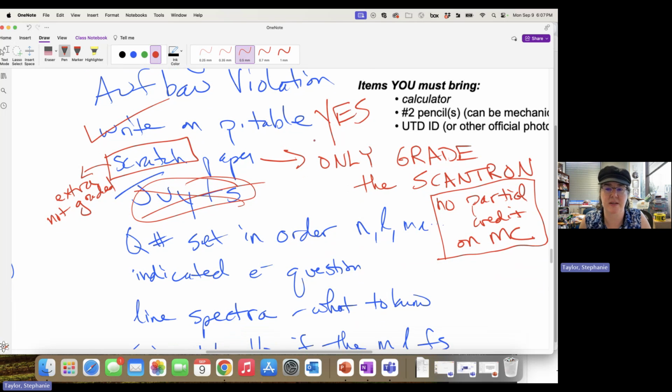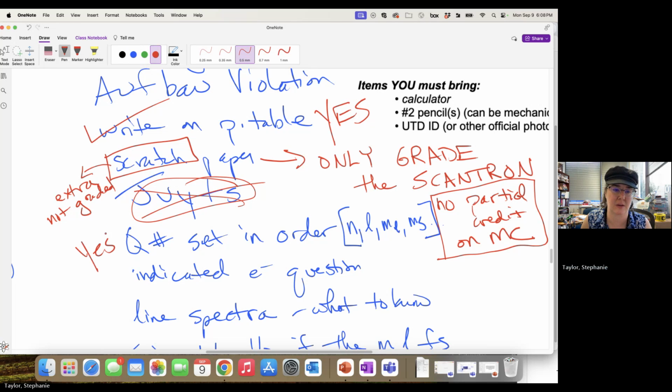Are the quantum number sets in order of l, m sub l, m sub s? Yes. We also usually actually try to warn you about that. I meant to put that in there. n, l, m sub l, m sub s. Yes, we usually try to warn you, remind you, but yes, that is the order they go in.